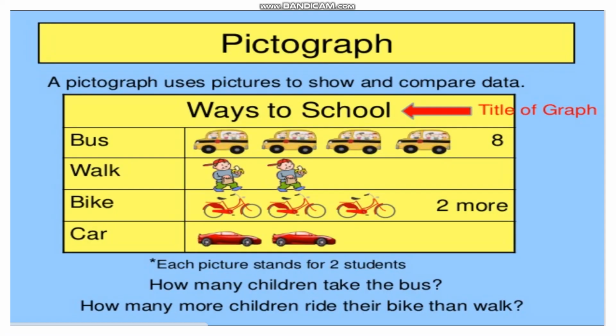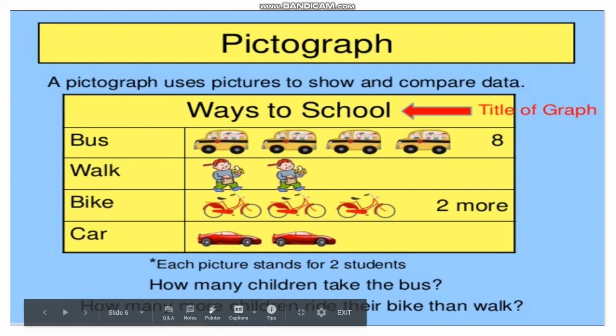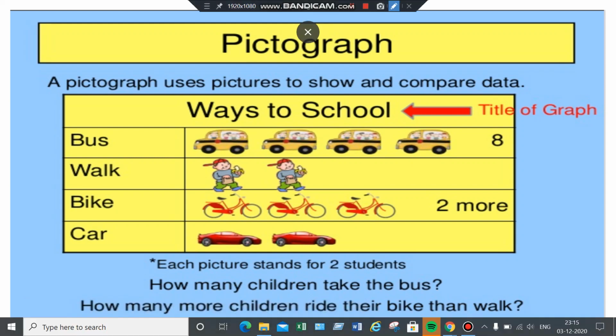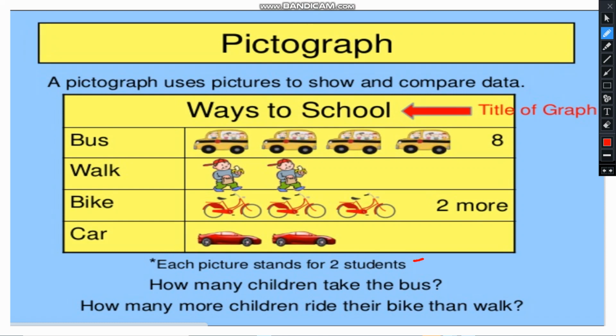Now here let us take one more example. In this pictograph, what is the title? It is showing ways to school, how the children are going to school. So the title of the graph is ways to school. Now each picture, what is this? This is your key. Each picture stands for 2 students. So we can easily say how many children take the bus. We can say 8, because here one bus represents 2, so 2, 4, 6, 8. So that means 8 children.